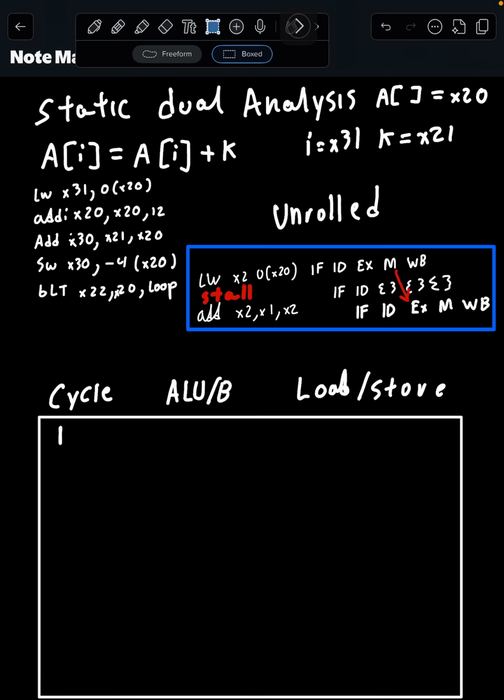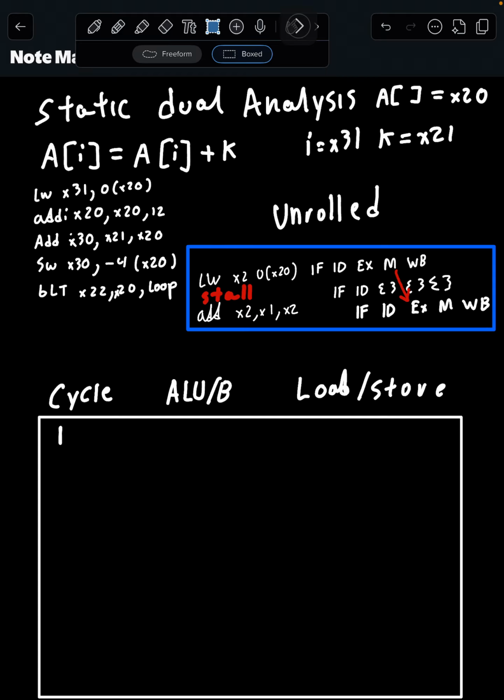So I could not find a single YouTube video on static dual analysis at all. So I figured I would just make one real quick because it'll help me to understand what's going on here. But first, let's go over scheduled and let's do unrolled, right?